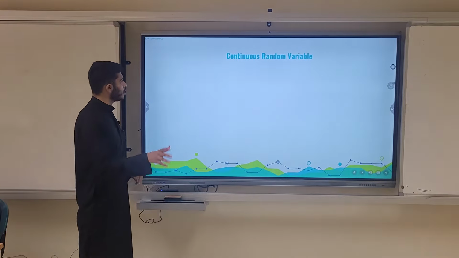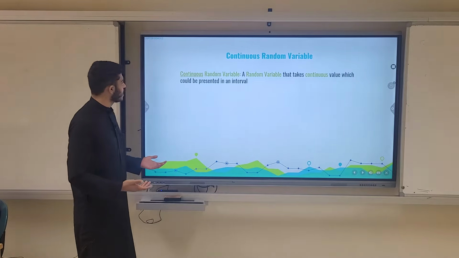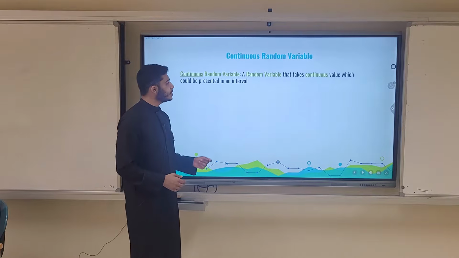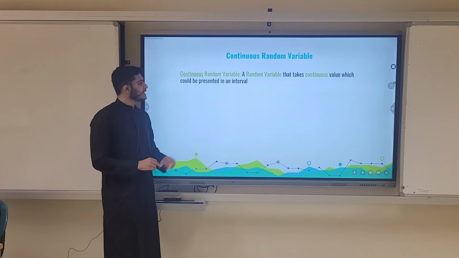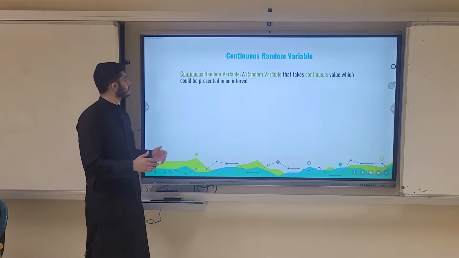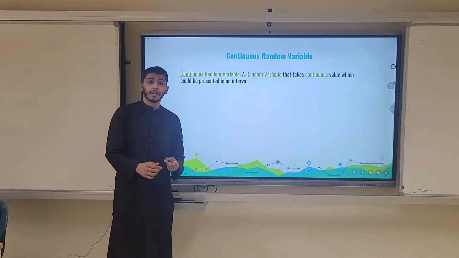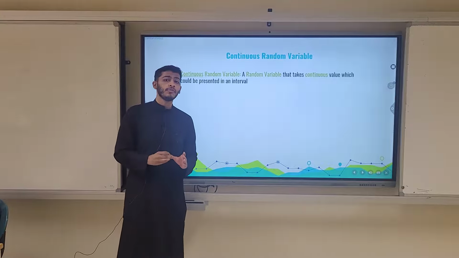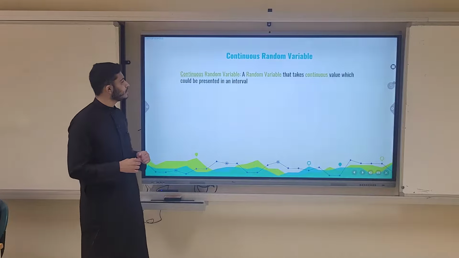So, what is a continuous random variable, and why is it useful and why do we need to learn it since we have already learned the discrete counterpart? Well, a continuous random variable is a random variable that takes continuous values which could be presented in an interval. What can be an example of that? What are these values that would be presented in an interval? Well, they are continuous values like time, length, area, volume, density. All of these are continuous values that could be presented using a continuous random variable.